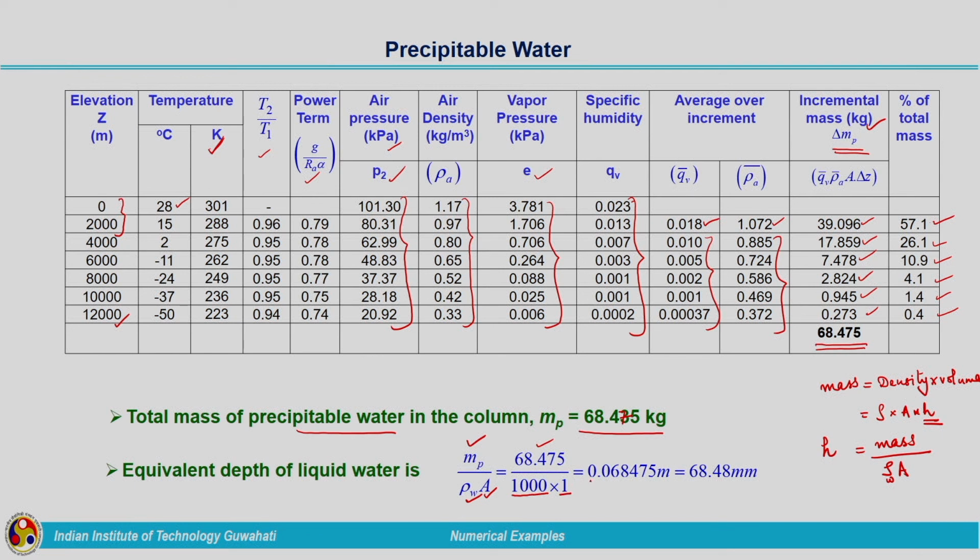So, it will be calculated as 0.068475 meters. When we convert it into millimeters, it will be 68.48 millimeters. So, for a mass of 68.475 kilogram, we are getting an equivalent water depth of around 68.48 millimeters. In any unit, if it is asked in the question, you can calculate that. So, here it is 68.48 millimeter for these given atmospheric parameters. So, here I am winding up now. Thank you.